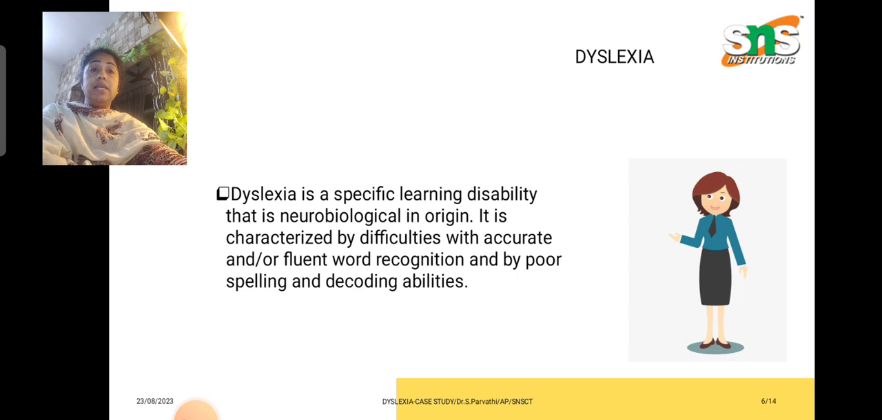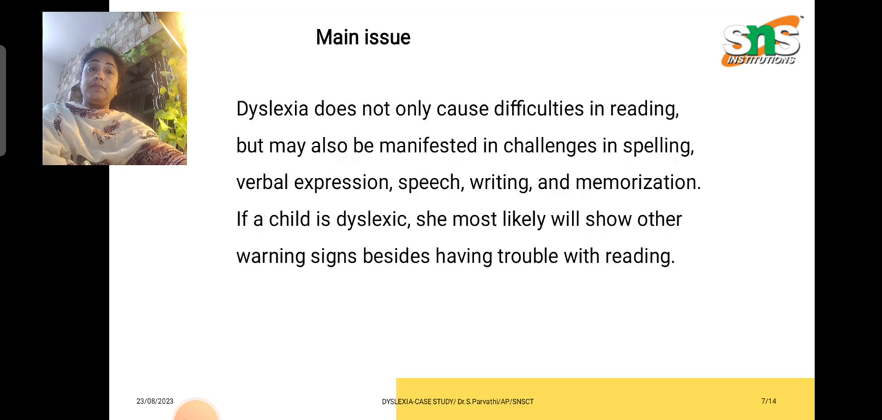In simple terms, dyslexia is a specific learning disability that is neurobiological in origin. It is characterized by difficulties with accurate or fluent word recognition and poor spelling and decoding abilities. The main issue I found is that dyslexia does not only cause difficulties in reading, but may also be manifested in challenges in spelling, verbal expression, speech, writing, and memorization.